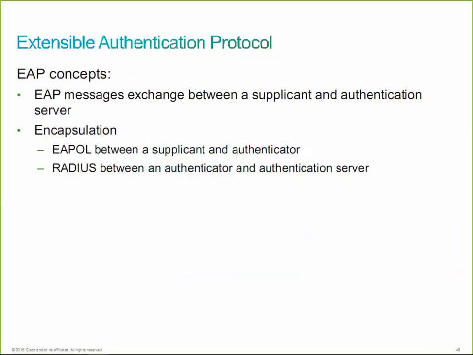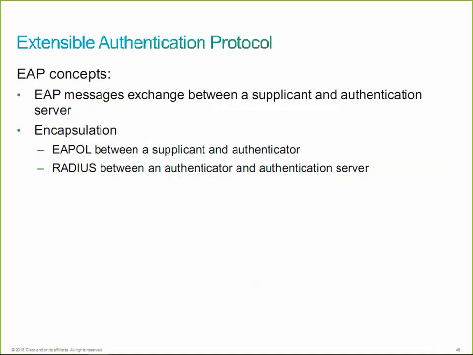EAP messages are the foundation or the transport, the carrier pigeon, if you will, of all the messages that get exchanged between the supplicant and the authentication server. EAP messages are directly encapsulated in the LAN protocol, Ethernet 2 in this case, if it's a twisted pair Ethernet connection, between the supplicant and the authenticator using that EAPOL encapsulation. They get encapsulated on the RADIUS side as well. The only difference is on the RADIUS side, we're encapsulating inside the RADIUS protocol between the authenticator, which is the switch, and the authentication server.